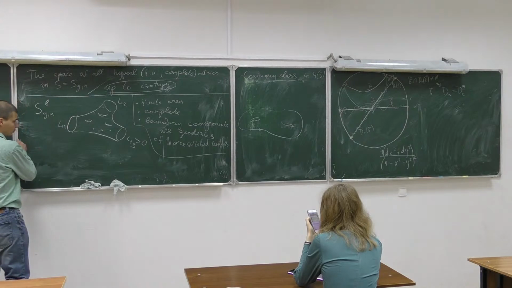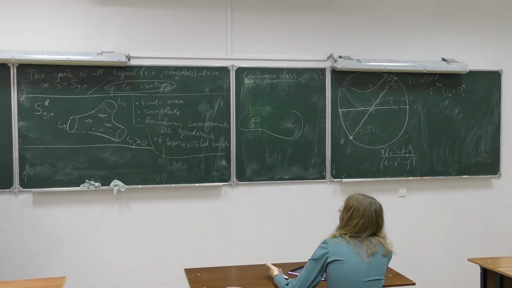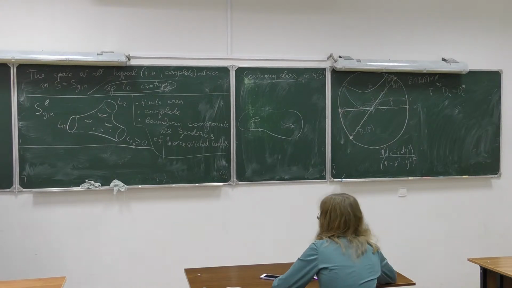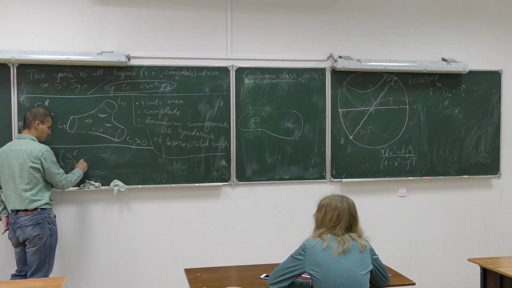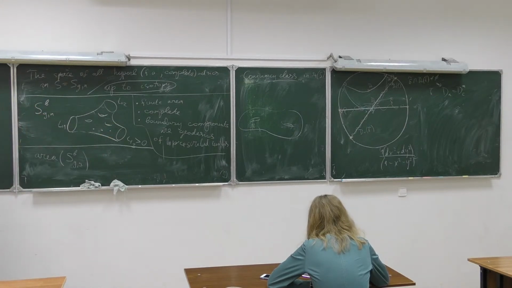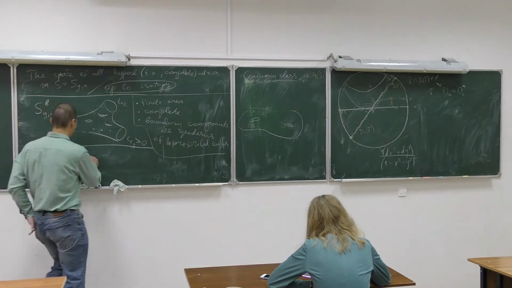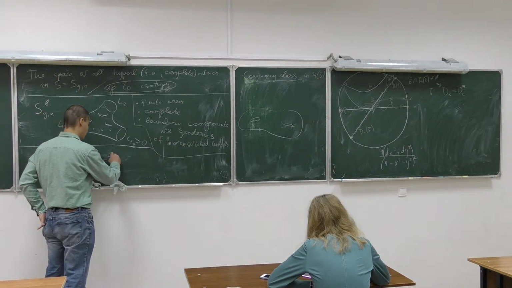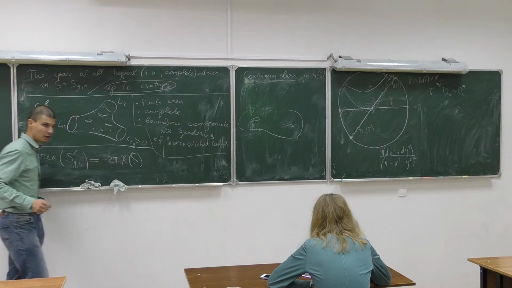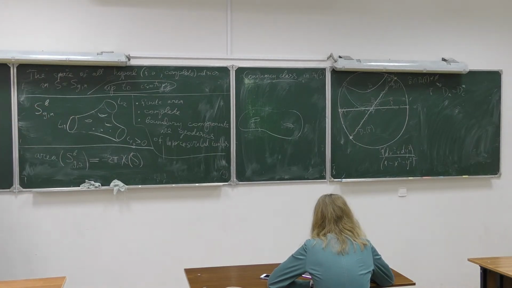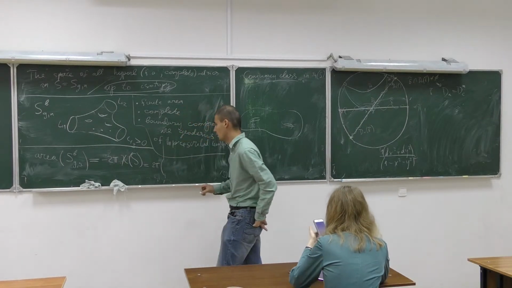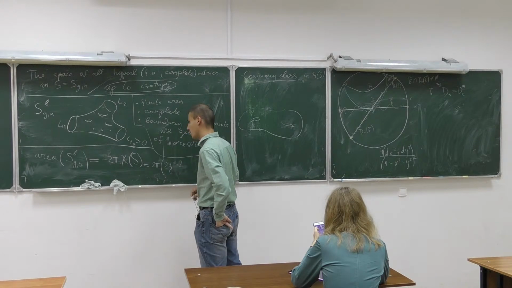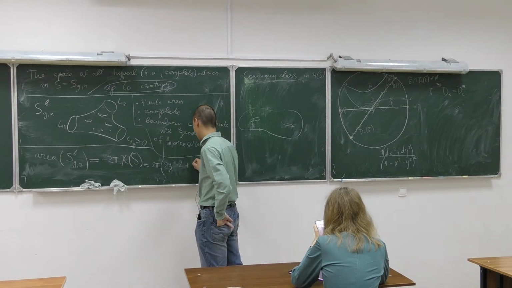And first of all, it follows from the Gauss-Bonnet theorem, which we discussed last time, that if we take the area of any hyperbolic metric with these properties, then it is minus 2 pi times the Euler characteristic. This means that it is 2 pi times (2g minus 2 plus n plus b).